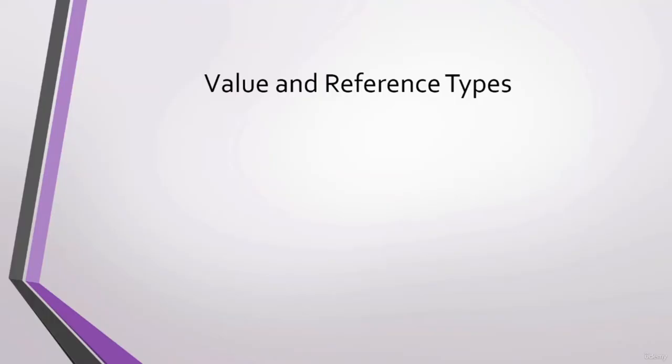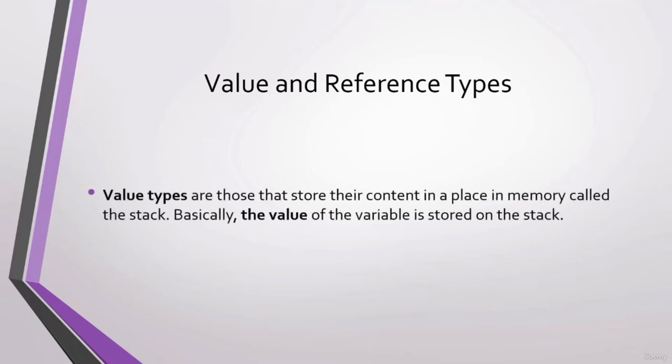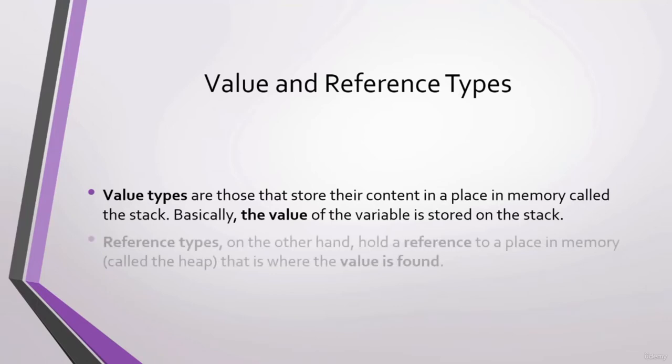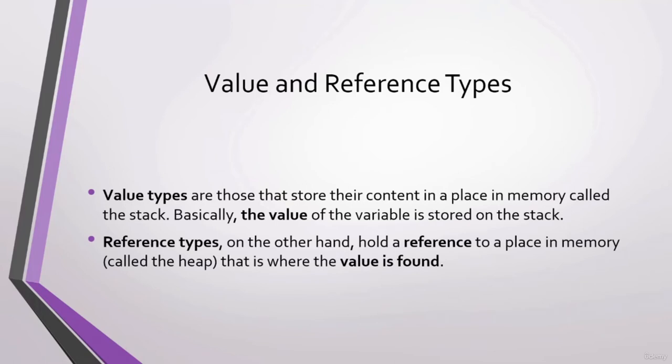So far, we have seen that we can assign all kinds of values to our variables: integers, real numbers, booleans, text, and even date and time. However, not all data types are the same. Data types in C# can be classified in two ways. There are value types and there are reference types. Value types are those that store their content in a place in memory called a stack. Basically, the value of the variable is stored on the stack. Reference types, on the other hand, store a reference to a place in memory that is where the value is found. This place in memory is called the heap.